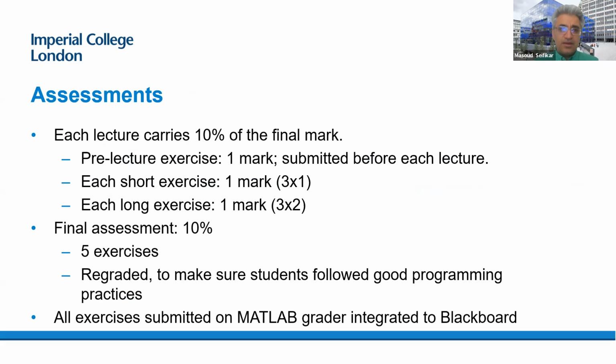So for the assessment, each session of the course had 10% of the final marks. It means that 90% of the total marks was continuous assessment. In that 10%, 1 mark was for the pre-lecture exercise that was submitted before each lecture, 3 marks for short exercises and 6 marks for longer exercises.